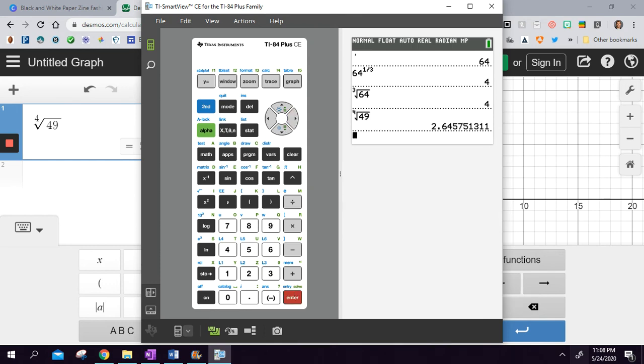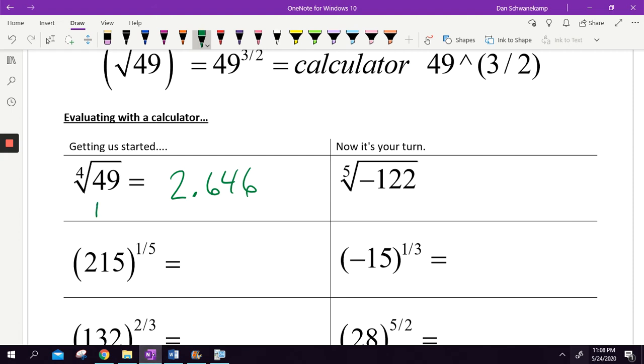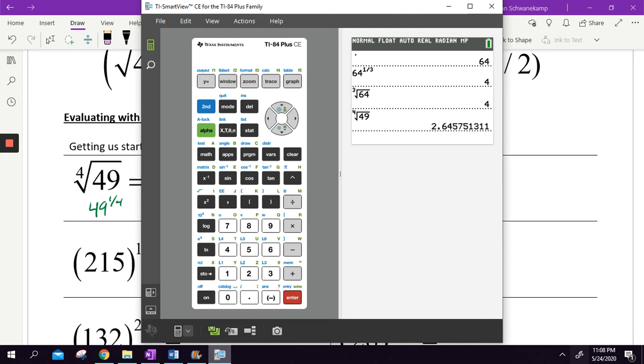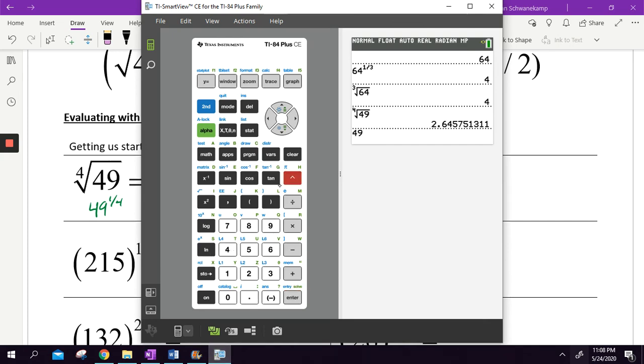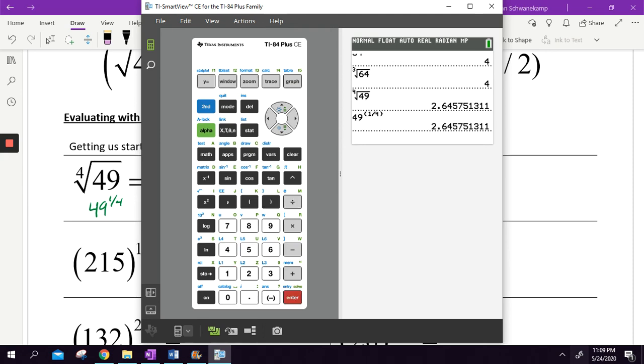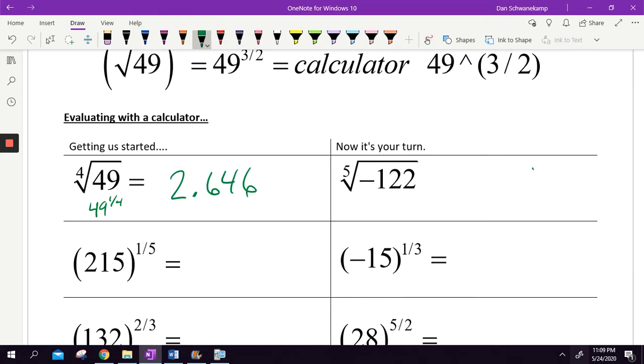If I'm not good at that, the best way to type this in is to rewrite this as 49 to the 1/4 power. That's easy to do. If I have my calculator and I go 49 to the, careful here, just depending on your calculator, but you would want to put that in parentheses. 1/4, boom, gets me the same answer. Notice that they're the same, 2.646. Doesn't matter how you get there. Figure out what works best for you and get that done.